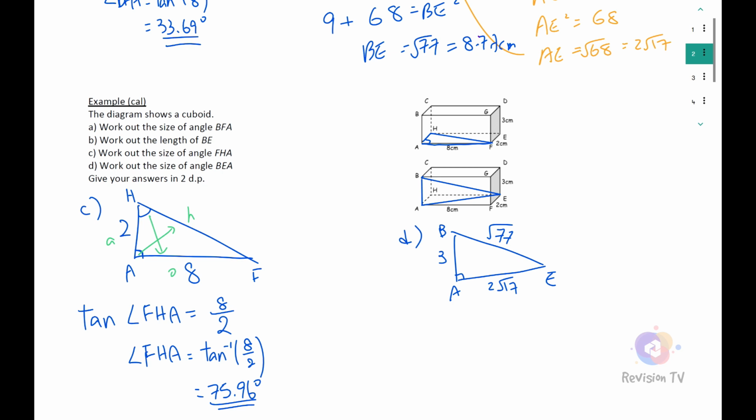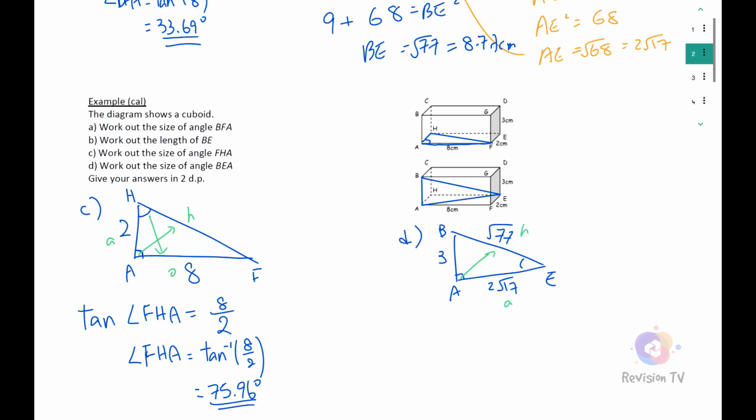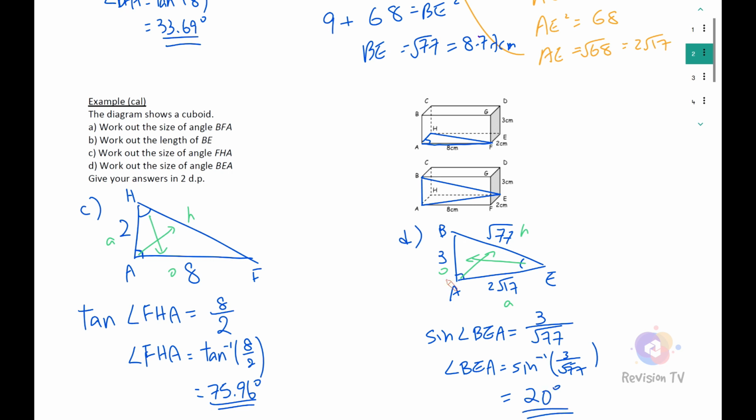To work out the angle BEA, you got options this time. So you got hypotenuse, you got adjacent, and you got opposite. So you got all the lengths. So just choose 2 you would like to use. I'll probably use maybe sine, the opposite and hypotenuse. So sine angle BEA equals opposite over hypotenuse. So BEA equals inverse sine of that fraction, and you put it in the calculator, you get 20 degrees, rounded to 2 decimal places.